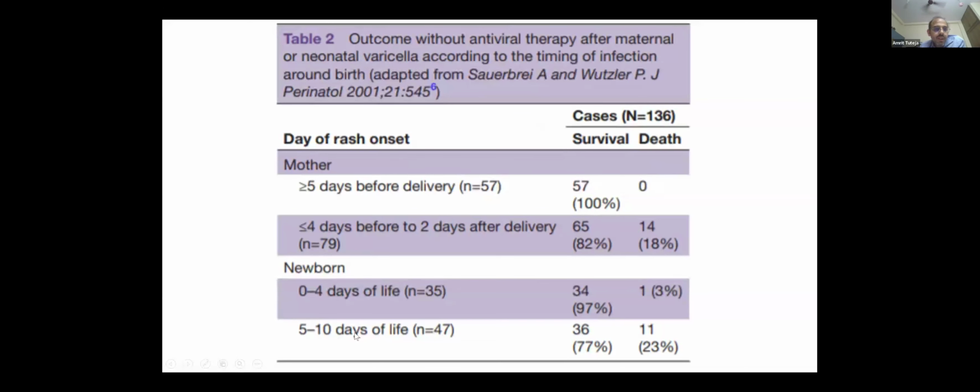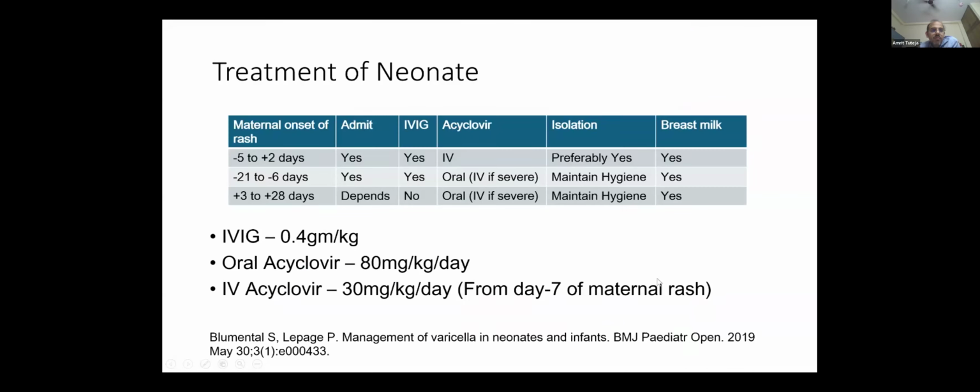So the outcomes, if we see, if the mother's onset of rash is more than 5 days before delivery, then mostly deaths are not seen. But if it is -5 to +2, there is a 20% risk of mortality. So treatment will be, if it is -5 to +2 days, this baby needs admission. IVIG has to be given, and IV acyclovir is given in this case.